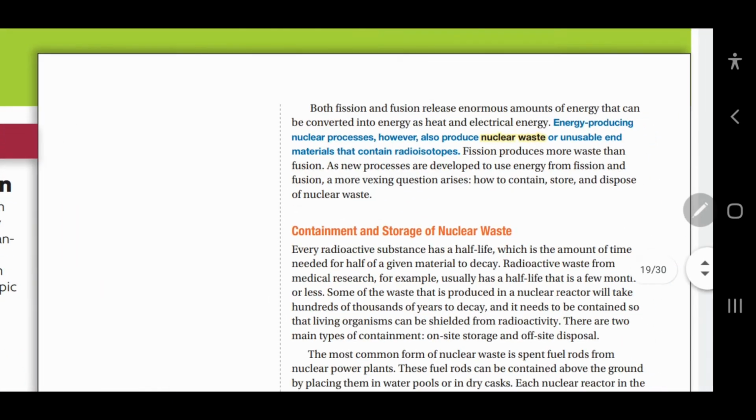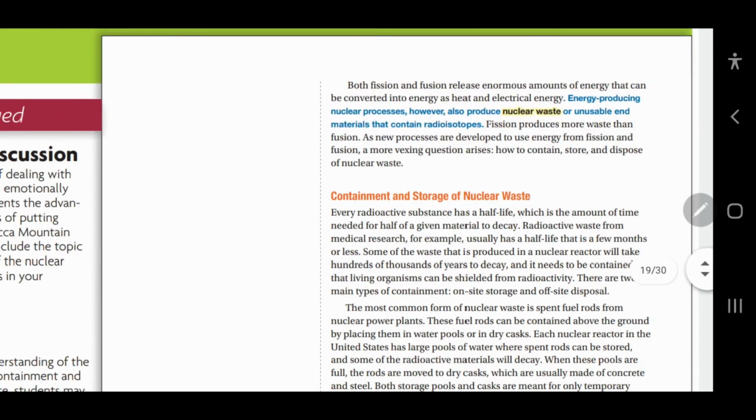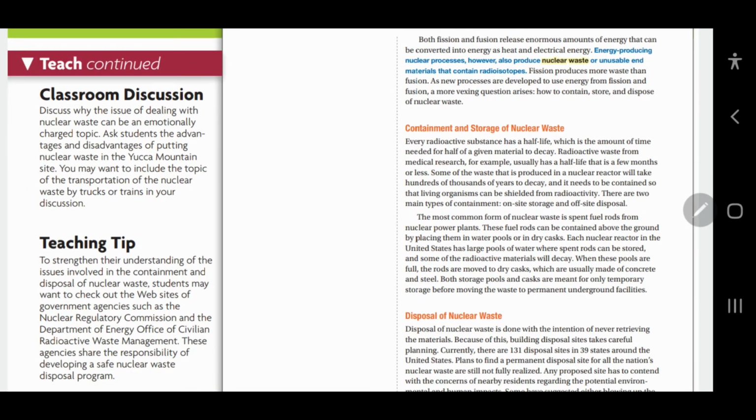We also said nuclear waste is unusable material that contains radioisotopes, and we discussed how we can preserve the nuclear waste and protect nature and living organisms.